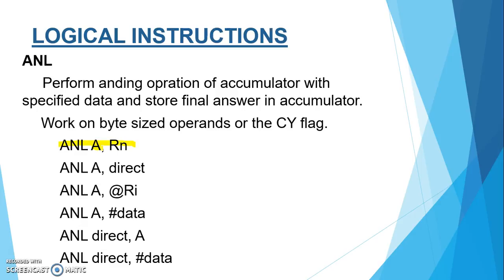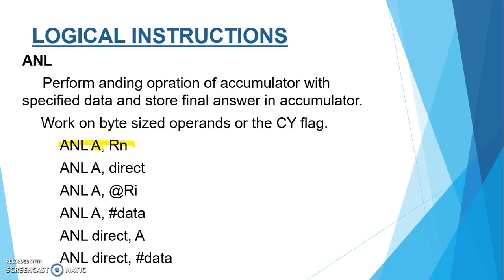Next to that you have ANL A, direct. When I write this instruction, this direct word is used for an internal RAM location number. So let's say if I write ANL A, 30 hex, the content of the 30 hex internal RAM location will be ANDed with the accumulator, and the result will be stored back into the accumulator. Similar to that, you can write the ANL instruction in other formats also, like ANL A, @Ri, ANL A, #data. When I write #data, the data can be only 8-bit data. Why so? Because the accumulator is 8-bit. So at the most I can AND 8-bit data with the accumulator's content.